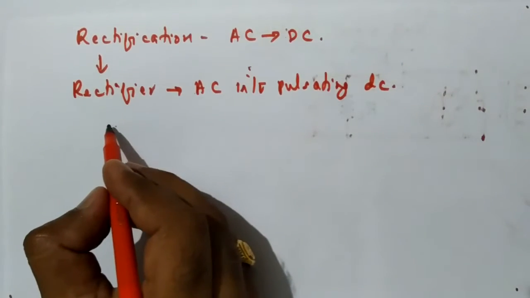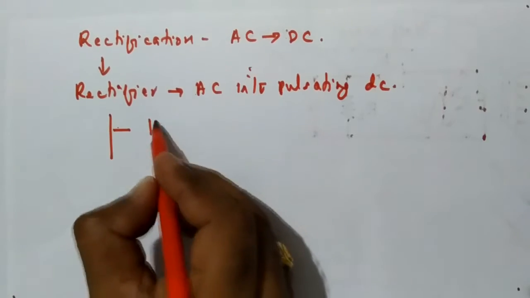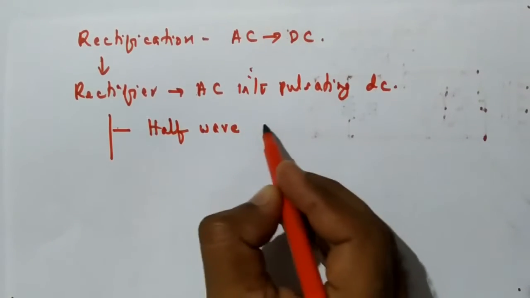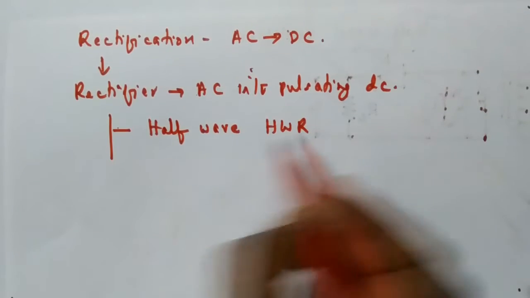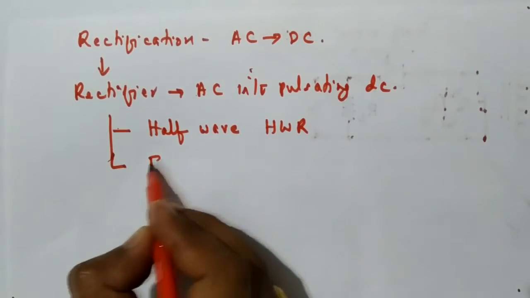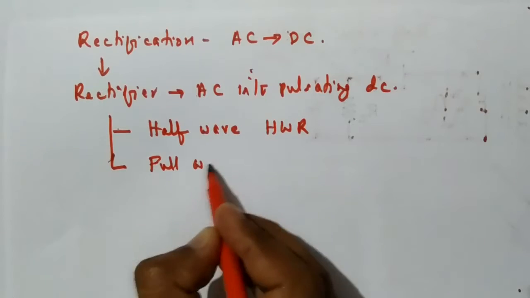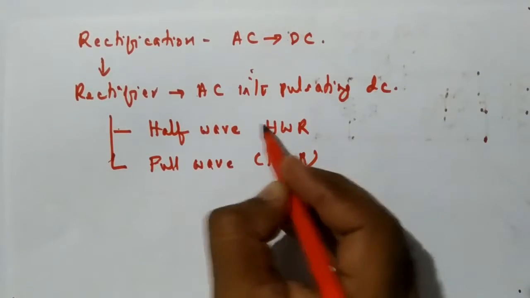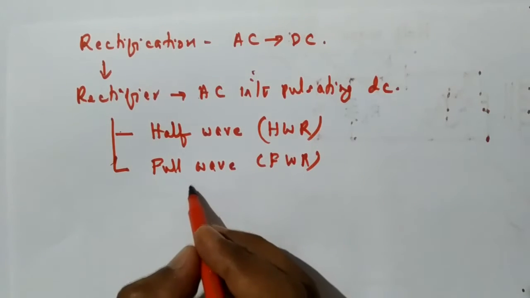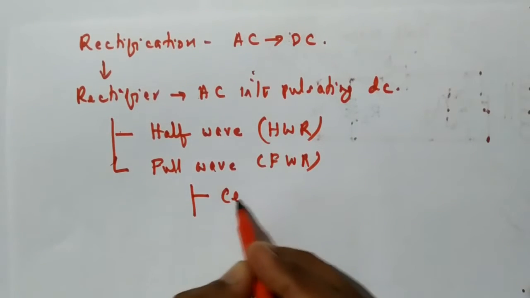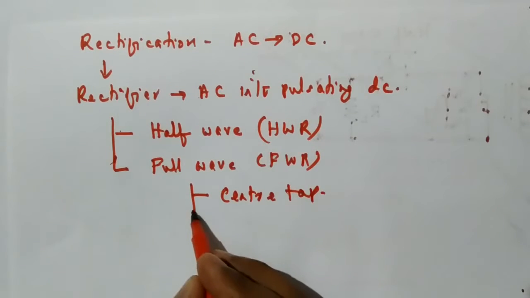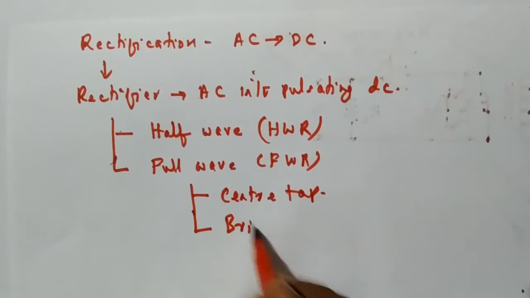There are two types of rectifiers. One is called half wave rectifier, HWR, and the second one is called full wave rectifier, FWR. There are two types of full wave rectifiers. One is called center tap full wave rectifier and the second one is called bridge rectifier.